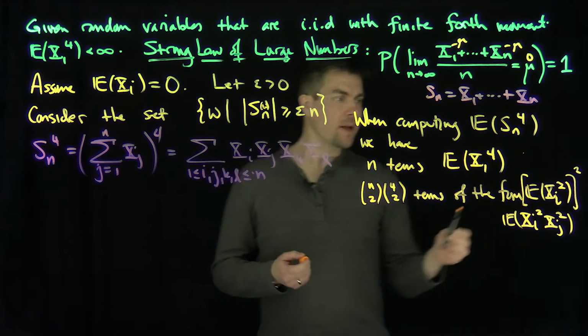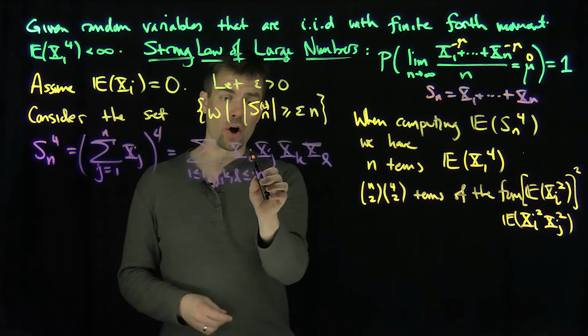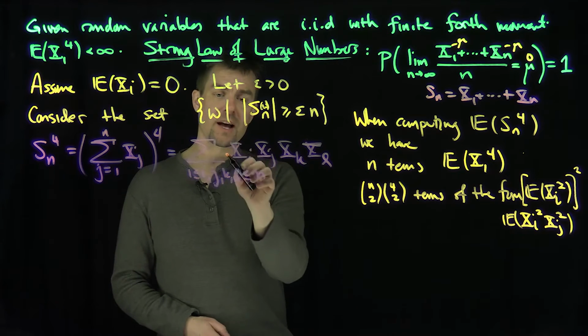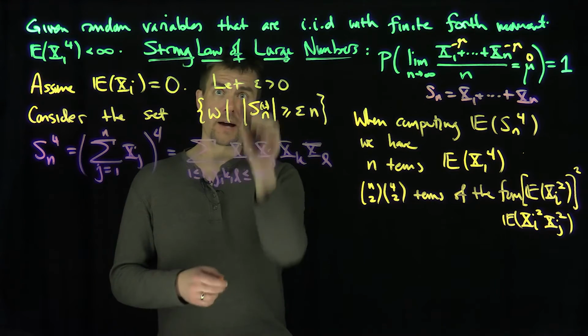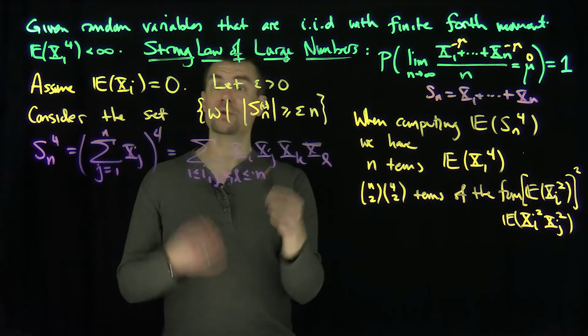Then every other term is going to have at least one factor of a single Xi. They could all be, let's do the example, they're all distinct. If i, j, k, and l are all distinct, then the expected value of that thing will be, by the independence, the expected value of Xi, the expected value of Xj, the expected value of Xk, the expected value of Xl, which is 0.